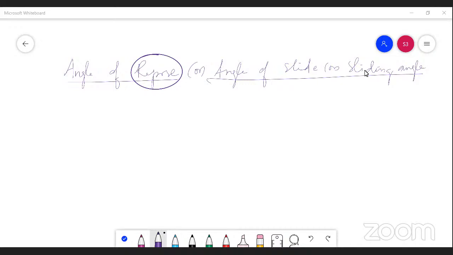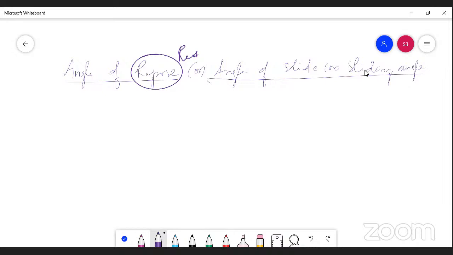So, repose here refers to a state of rest. The object placed over the incline will not move up to a particular angle. As the value of the angle increases, the object will begin to slide down. The angle at which this action takes place is called the angle of repose. That is said to be a critical state. Up to that angle, the object is at rest, and above that angle, the object begins to slide down.